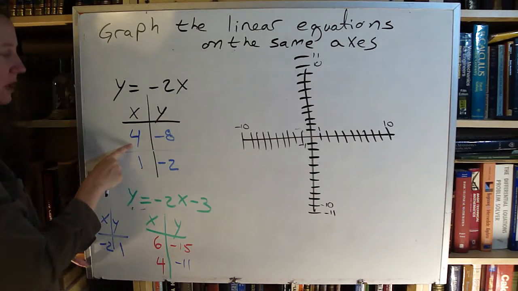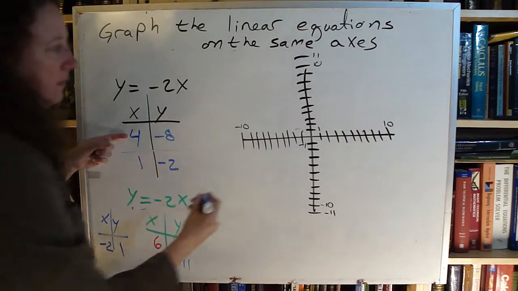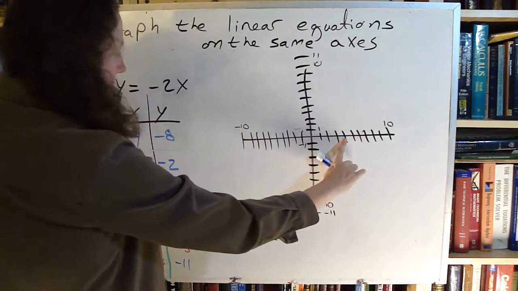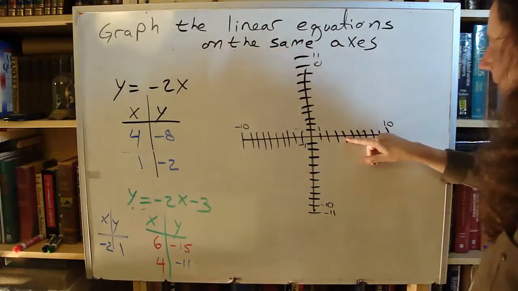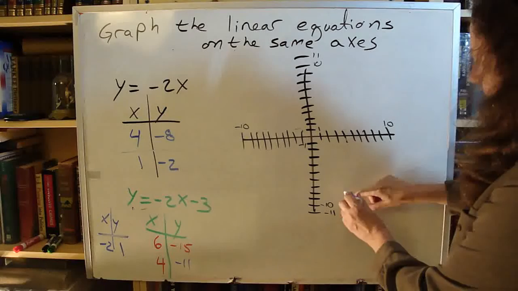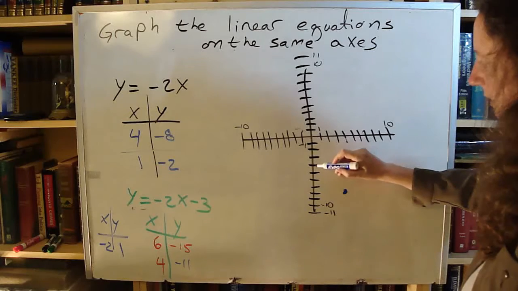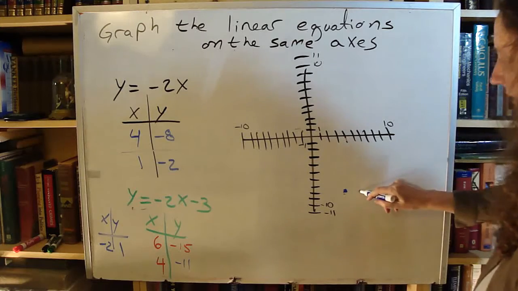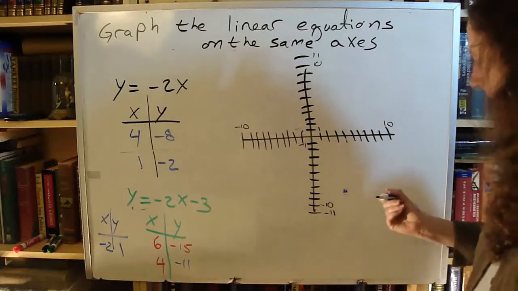I need to graph the 4 comma negative 8. So my x value is 4. So I go over 4 spaces. 1, 2, 3, 4. My y value is negative 8. So I'm counting down 8 spaces. 1, 2, 3, 4, 5, 6, 7, 8. Puts me right here. There's my negative 8, and there's my line coming out from it. Here's my 4, there's my line coming down from it. So there's my spot.